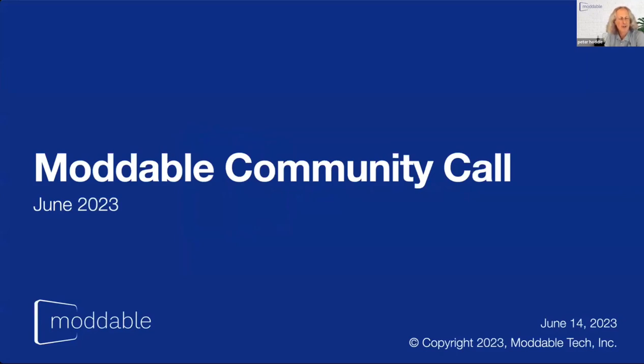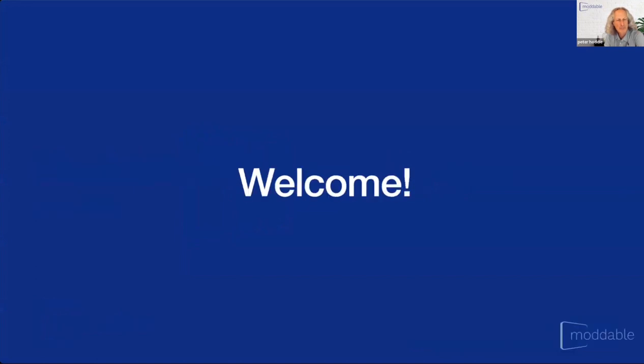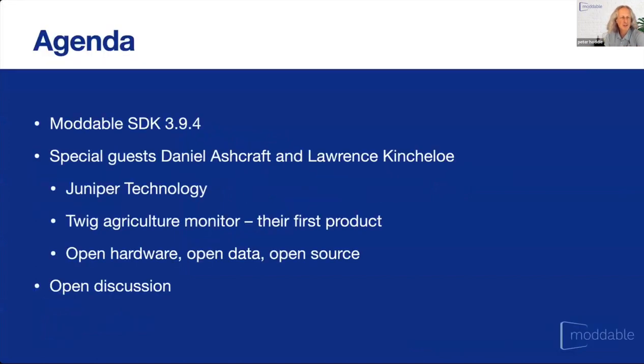We do these once a month to update folks on what's going on in and around the Moddable SDK. We record these so folks can see it at their leisure throughout the month. This month, our agenda will be, as usual, kicked off with a look at the Moddable SDK. The latest version for June is 3.9.4.